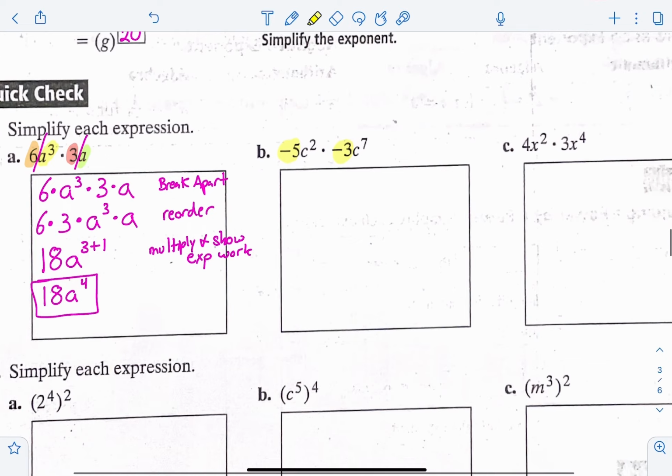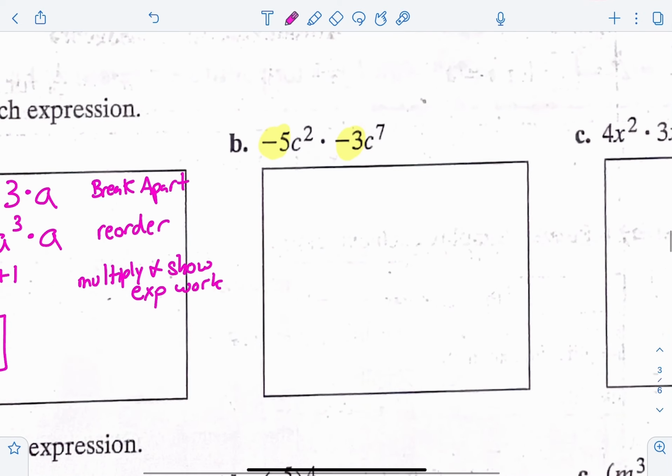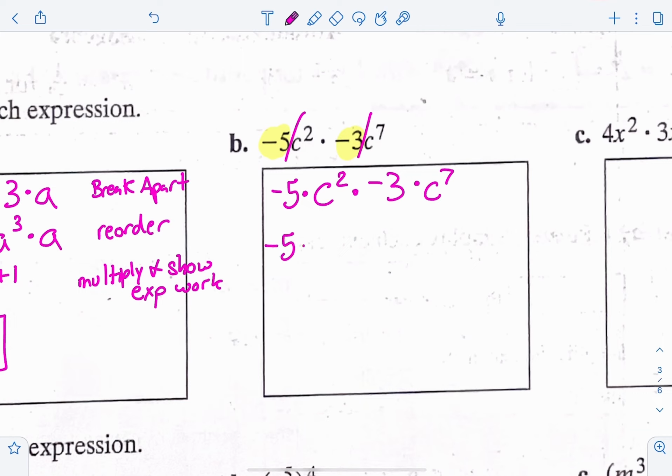All right, so let's do B first. So we end up with, when we break those apart, -5 times c to the 2 times -3 times c to the 7. Because that first step, all I did was break them apart, but I left them in the same order they were in. Then I'm going to reorder them, and I have -5 times -3 times c to the 2 times c to the 7. Okay. And then my next step, I'm going to multiply and show my exponent work.